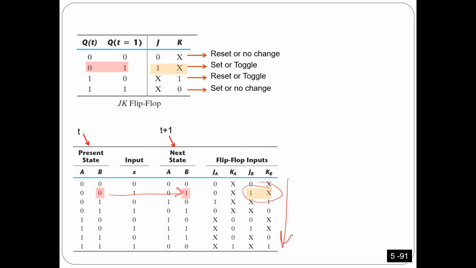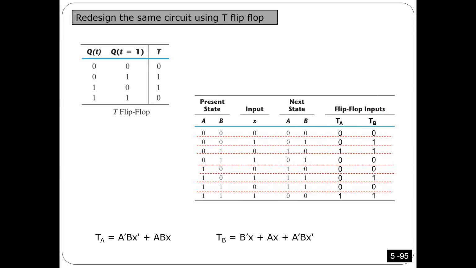Now I'm going to again explain how you can do it using the T flip-flop, which is exactly the same thing. I'm just going to repeat. In the case of the T flip-flop, if T is equal to 0, that means no change. If T is equal to 1, it means toggle. So look here, if the current value of the flip-flop is 0, and next time I want to make it 0, what's the input? I have only two choices, either 0 or 1. It should be no change, because no change happened.